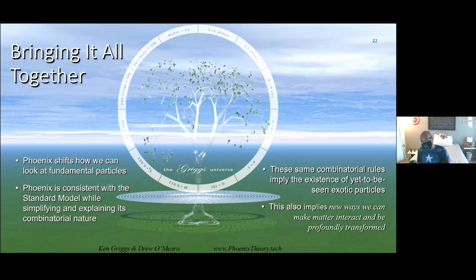So Phoenix shifts how we look at fundamental particles. It constitutes this idea that particles are really building blocks, which we are all very familiar with. However, the building blocks are actually a lot easier than anyone has ever represented before. And that ease of these particles being represented allows us to do some very simple graphical representations and matrix representations that we will basically show in later presentations. You'll be able to calculate all of the characteristics of these particles.